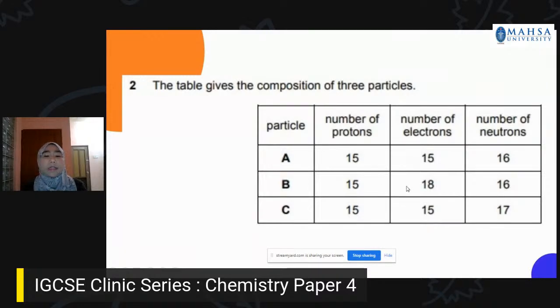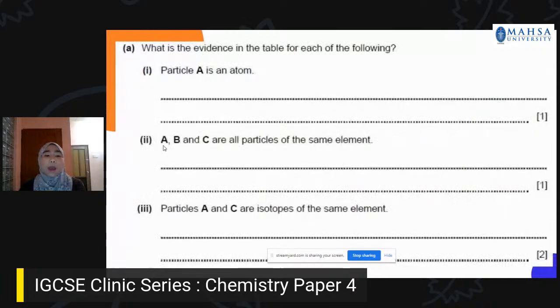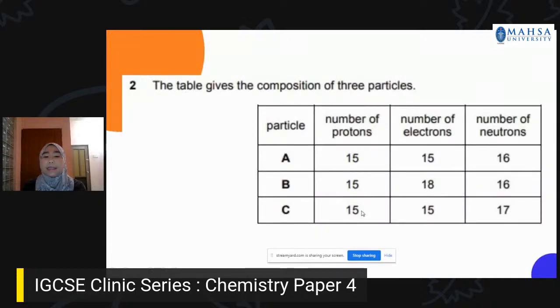Why? It still belongs to the same element, but the difference here is they have extra 3 electrons, because they gained another 3 electrons from outside or from another element. So basically, go back to the question. A, B, and C are all particles of the same element. What is your statement to support? Because A, B, and C have the same number of proton, which is 15, 15, and 15. That's it, as simple as that. Please make sure that your structure of atom is okay, then you won't have any problem answering this question.